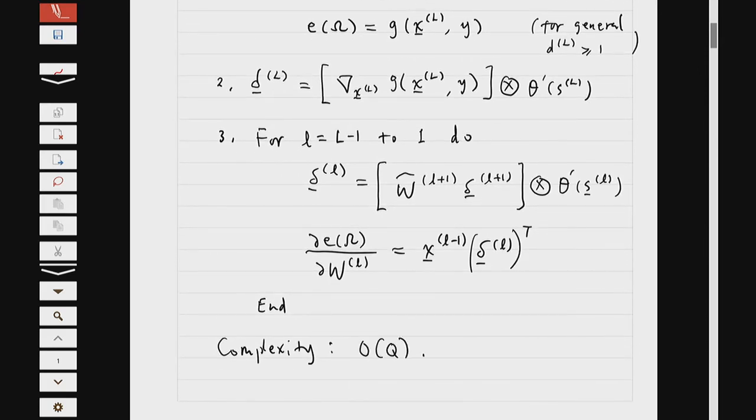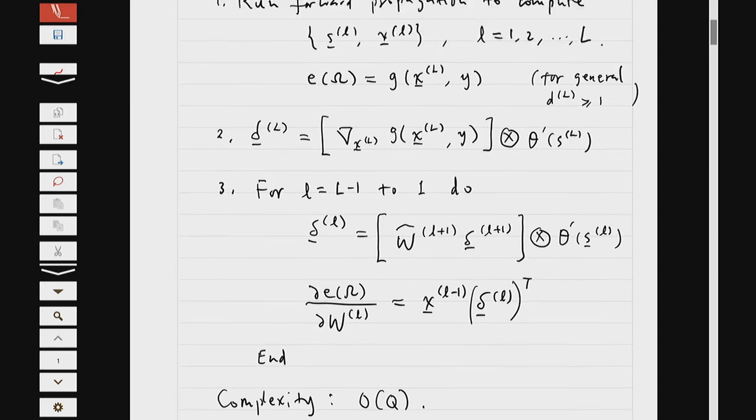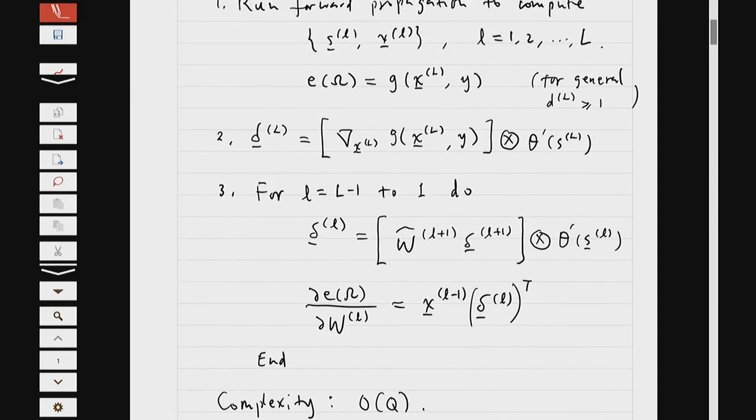And this is very different from the finite difference method that we discussed before, right? For the finite difference method, every time you update a single weight, you have to run the forward propagation once. And then there are Q weights, so you have Q times big O of Q. Here, we just run the forward propagation just once, and then you have calculated all of the partial derivatives already.